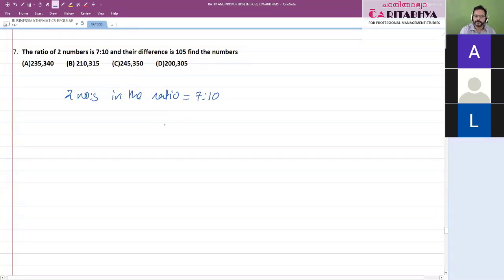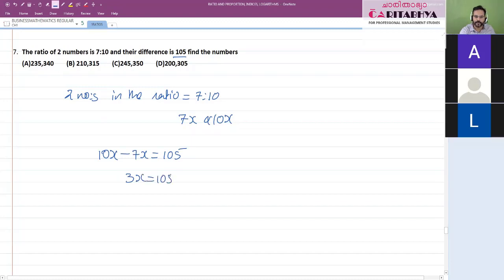So that means the actual numbers are 7x and 10x, where x is a non-zero number. And their difference is 105. Difference is usually first term minus second term, normally 7x minus 10x, but the difference is a positive value, so higher term minus lower term. That means 10x minus 7x is equal to 105.